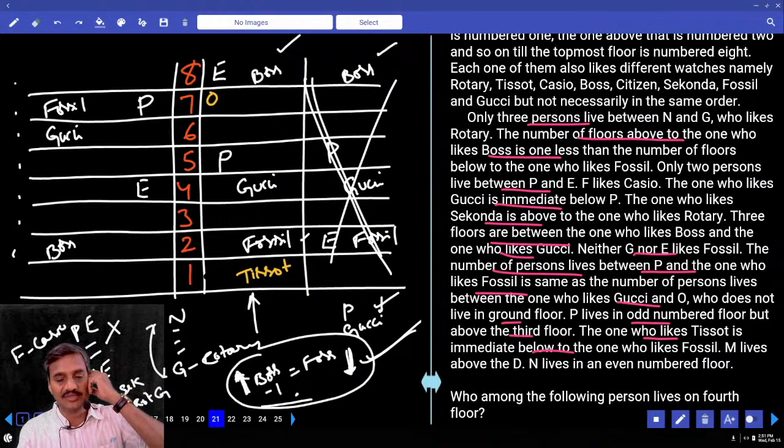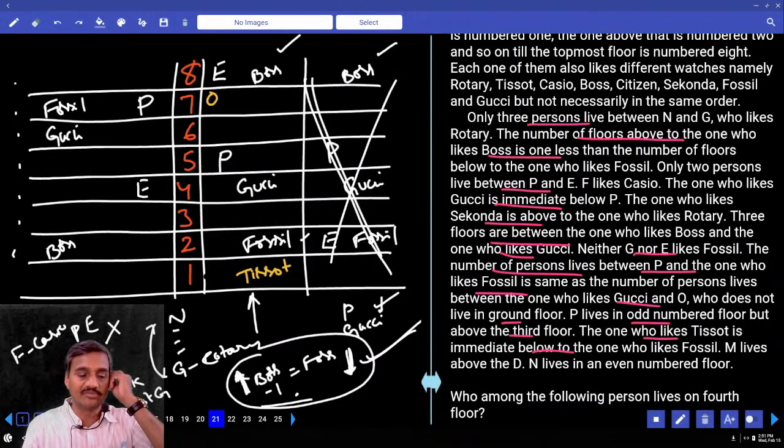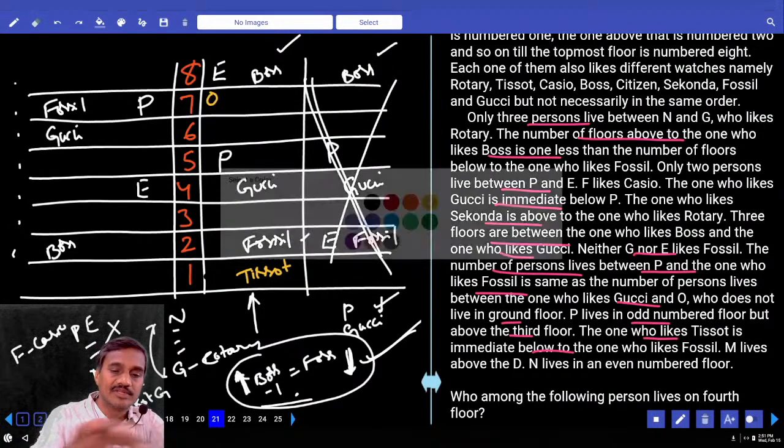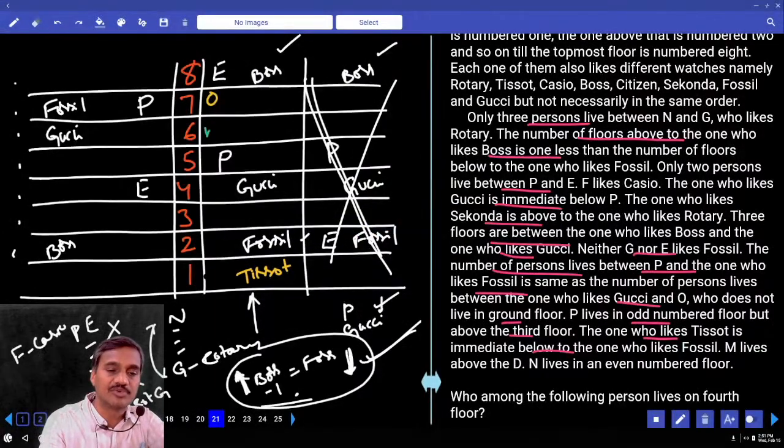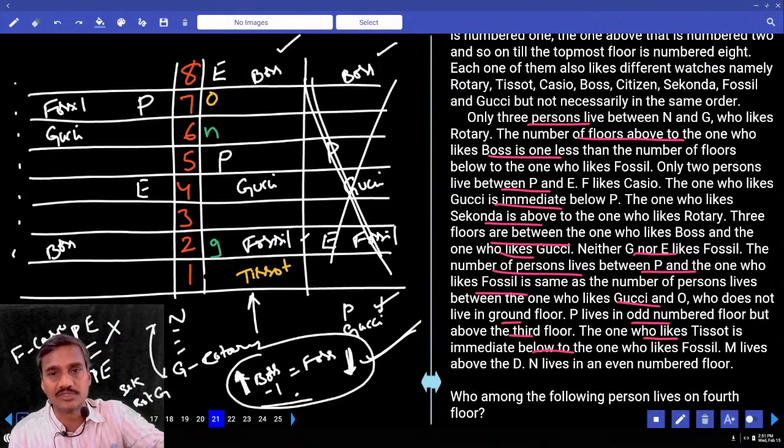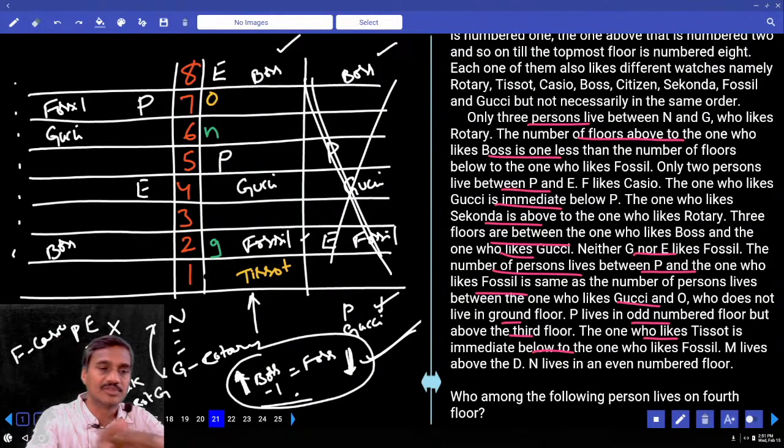M lives above D, and N lives on an even number floor. Then tell me what are the possibilities we have for this N. Now let us start with N on the 6th floor. It is a possibility. If N is here, 1, 2, 3, G will be here, and G as Rotary is not possible. Hence N cannot be on the 6th floor.